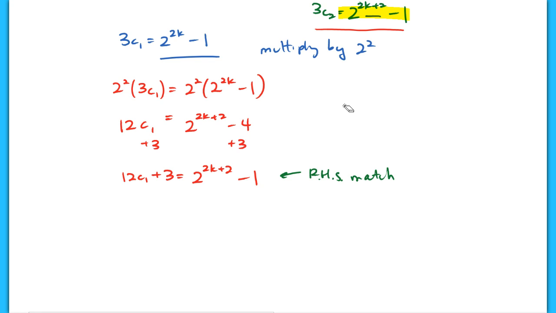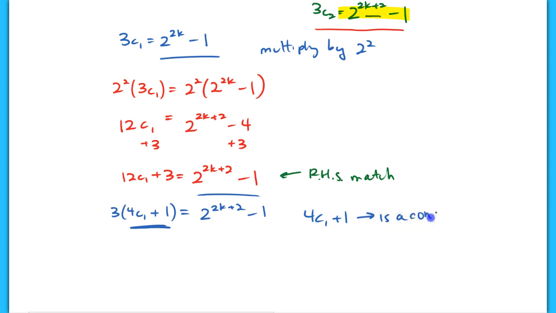Alright, now on the left-hand side we have to work on that, so we're finished here. We're not going to manipulate that side anymore. But on the left-hand side, I'm going to factor out this 3 and write that as 3 times the quantity 4 times c1 plus 1 equaling, and again I don't touch that right-hand side. And so here's where you're going to use that trick again. Notice that 4 times c1 plus 1 is really just a constant. Okay, so 4 times c1 plus 1 is a constant, and we are going to simply replace it with a new one, and let's call that new constant c2.